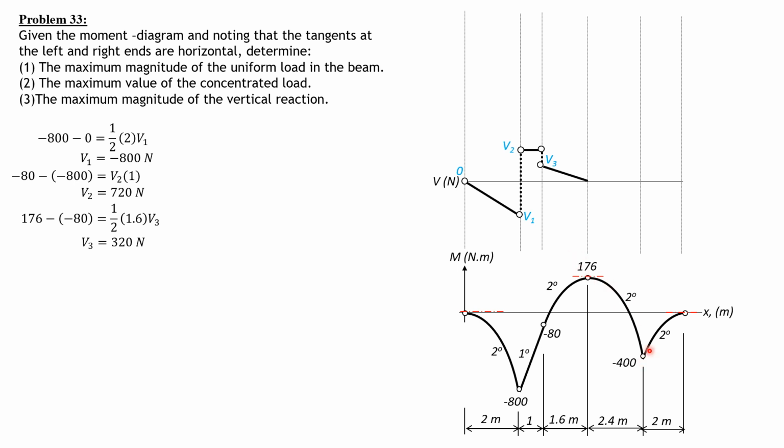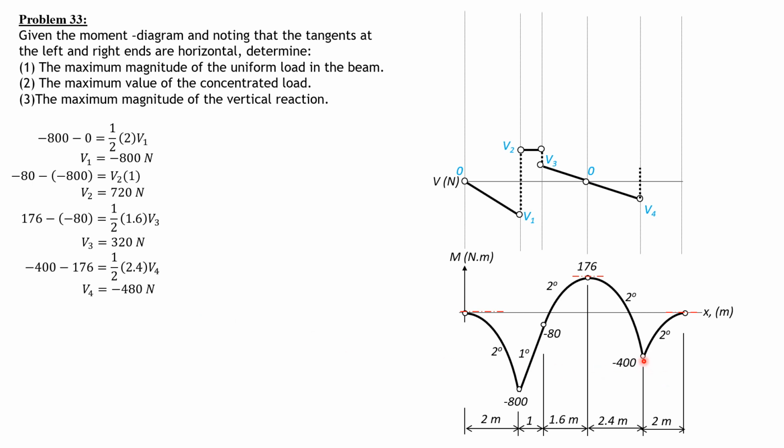is negative 576. So this is second degree. In the shear diagram, it is first degree, because it starts with 0 shear here, then continues first degree. So it is equal to 1/2 of 2.4 times V sub 4, where V sub 4 is expected to be negative, because negative 400 minus 176 is negative 576. So negative 400 minus 176 equals 1/2 of 2.4 times V sub 4. So V sub 4 is equal to negative 480 newtons.